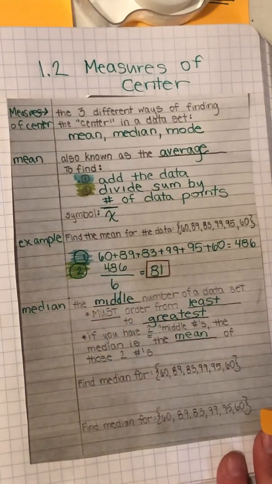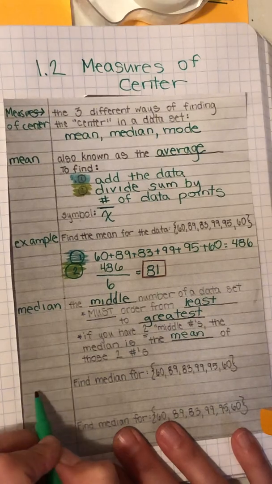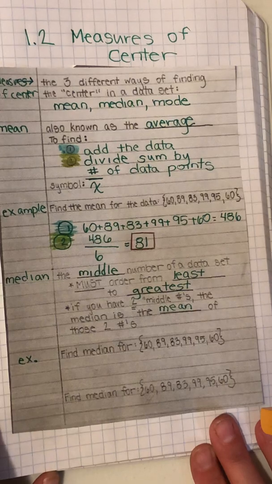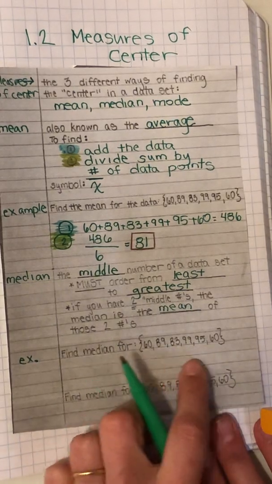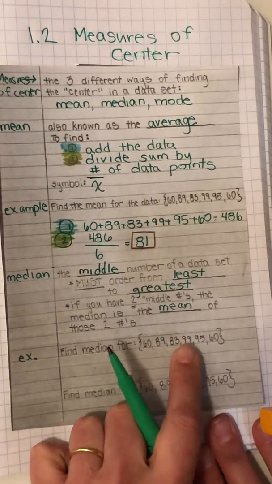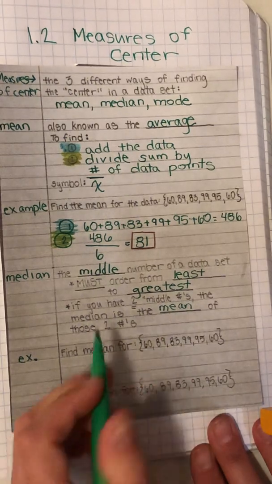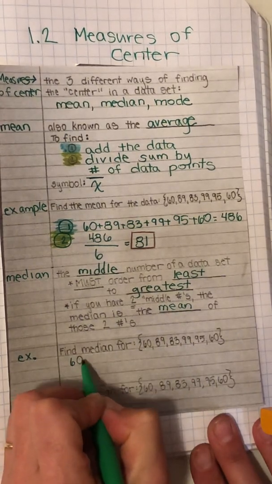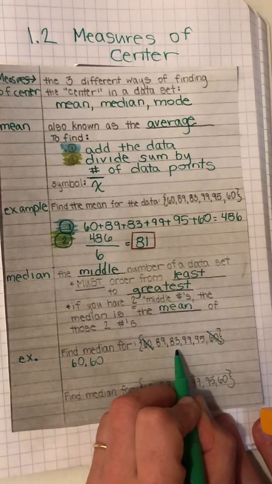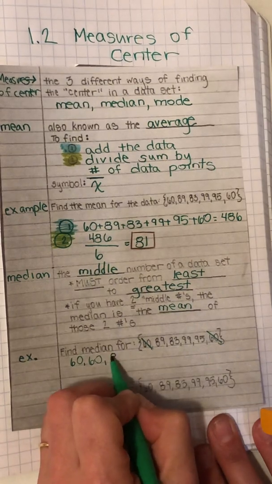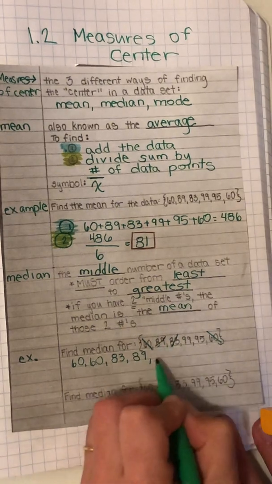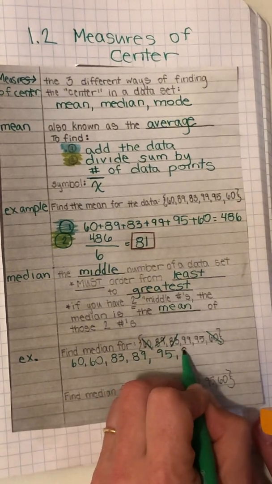Okay, so here are my examples. So we've got to find the median for these numbers. And so they are not in order. So I need to put them in order first. So the numbers are 60, 89, 83, 99, 95, and 60. So I have 2 60s. And as I'm doing this, I'm going to cross them off. And then I have an 83 and an 89. And then a 95 and a 99.